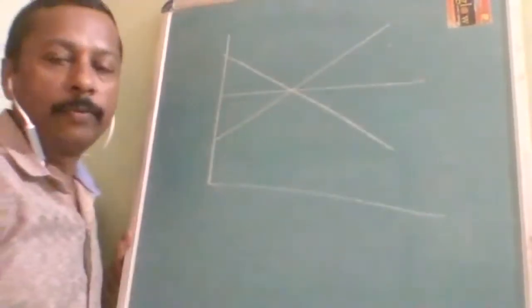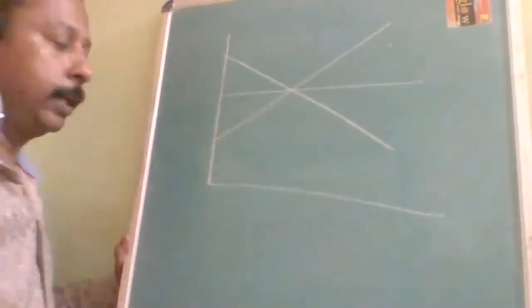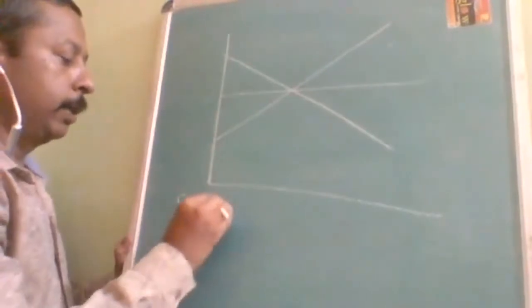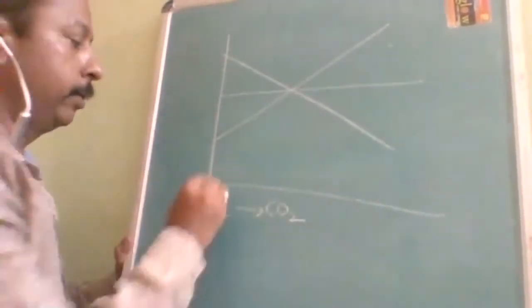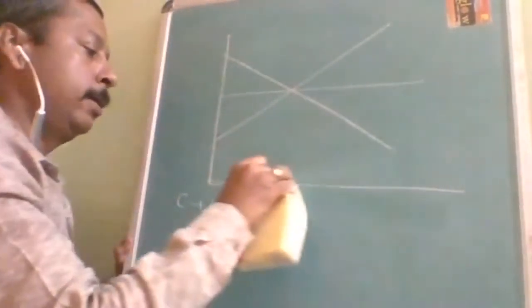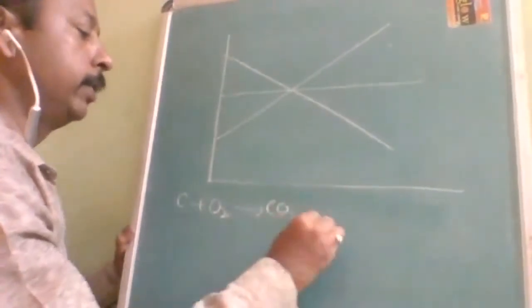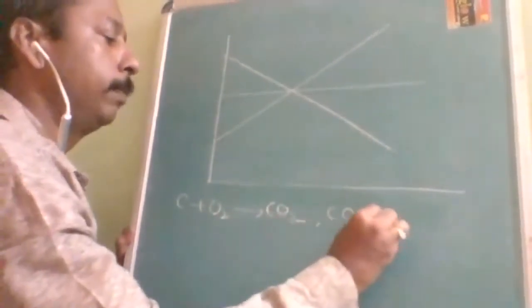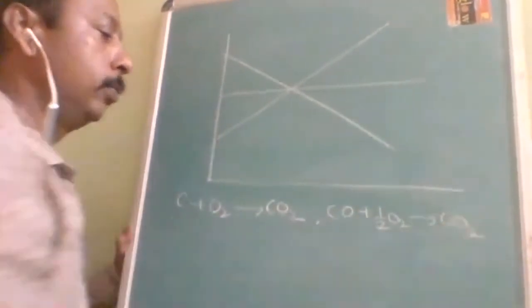Okay, so when it is like this, I will take an example. Okay, C plus O2 gives CO2, first reaction. The slope, what is the deciding factor of the slope? C plus O2 gives CO2, CO plus half O2 gives CO2.